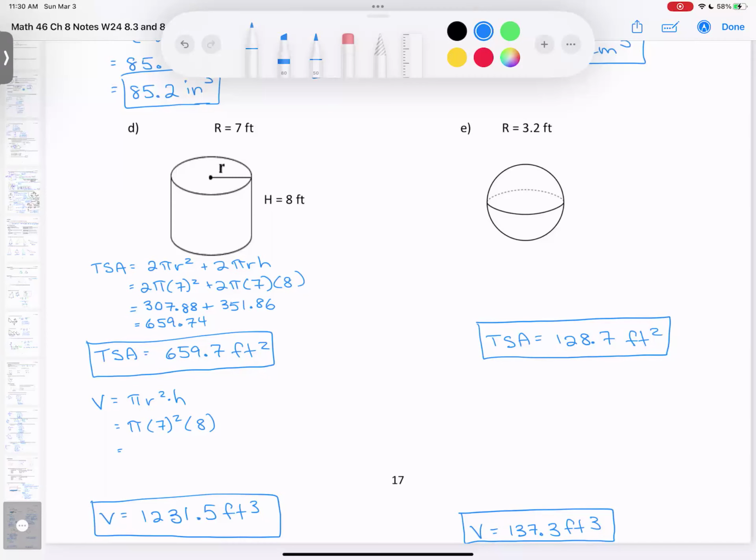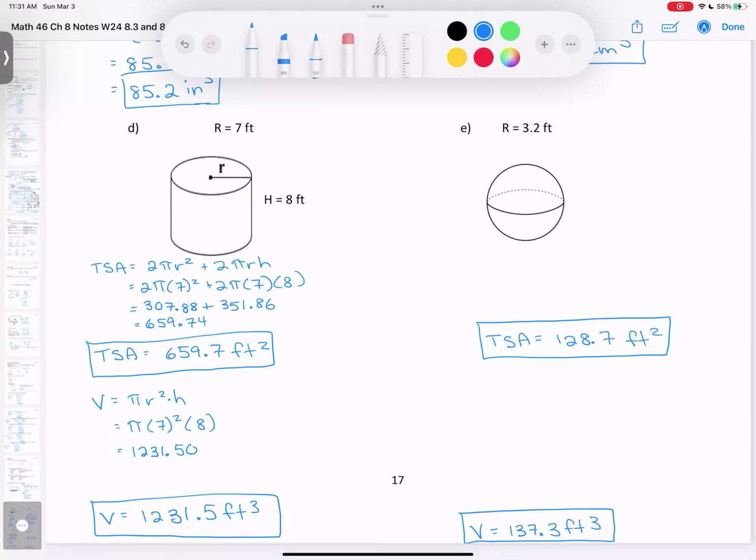So we have pi times 7 squared times 8 equals, and I get 1,231.50. So rounded to the nearest 10th then, we have 1,231.5. And this is volume, so our units will always be cubed. So our answer is in feet cubed.